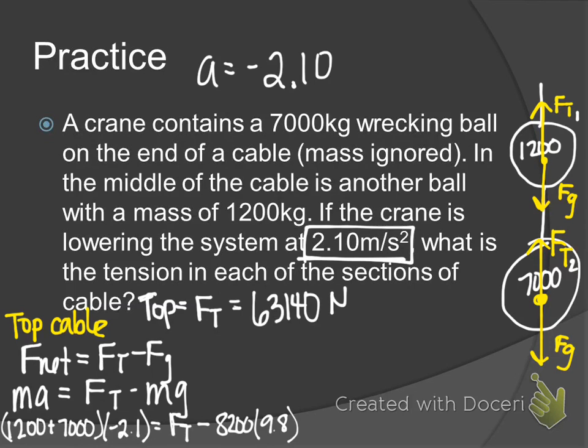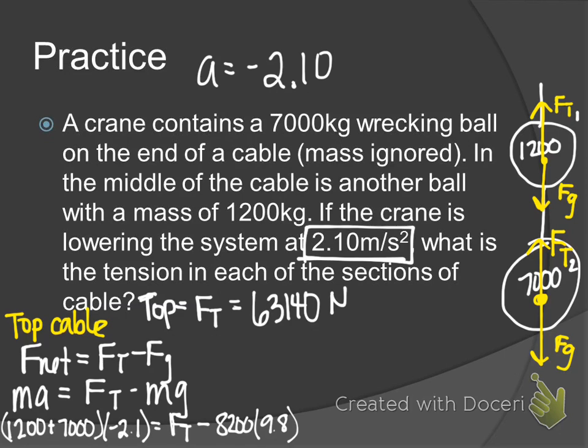Okay, is that what you got for this top cable? 63,140 newtons. Okay. So now let's look at the bottom cable. The only thing that changes in our whole problem between the top and the bottom cable is the mass, right? Because what mass is hanging below this section of the cable? Only the 7,000. So we're only caring about the 7,000 kilogram mass.